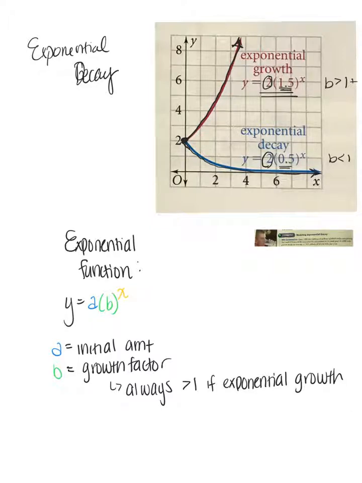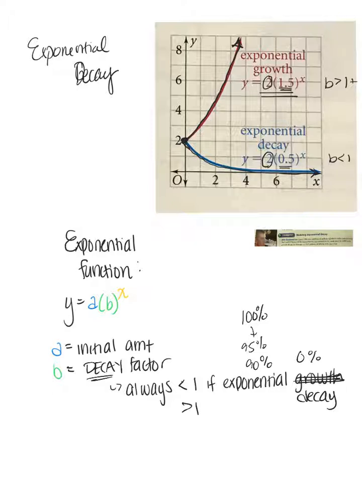So when I have exponential decay, my b is the only thing that's going to change. My b, instead of being a growth factor, is going to be a decay factor. That's what we call it. Okay, and so if I'm decaying, then I start with my initial amount at 100%. But if it's decaying, then it goes to 95% or 90%. And eventually it's going to get to 0%, right? So my decay factor is always going to be less than 1 if I'm dealing with exponential decay.